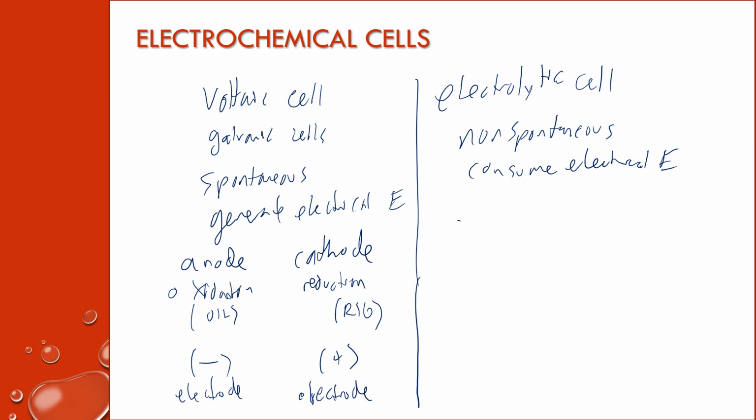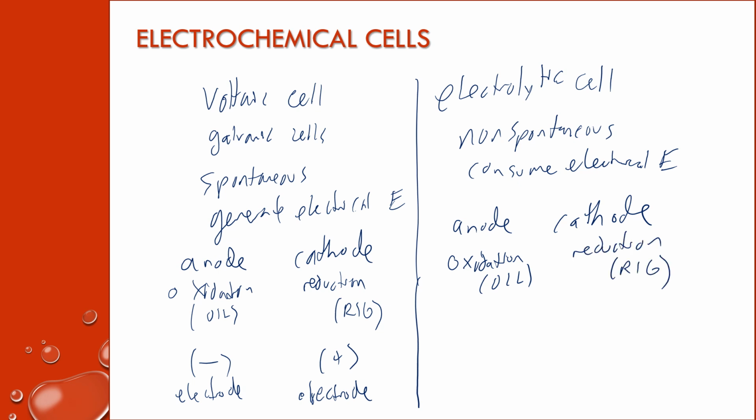In an electrolytic cell, we also have an anode and a cathode. The anode is still where oxidation occurs, and don't forget that oxidation still means losing electrons. The cathode is still reduction, which is gaining electrons. But in an electrolytic cell, the anode is the positive electrode, and the cathode is the negative electrode.